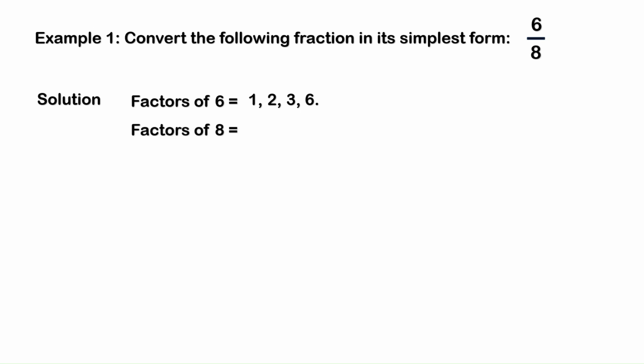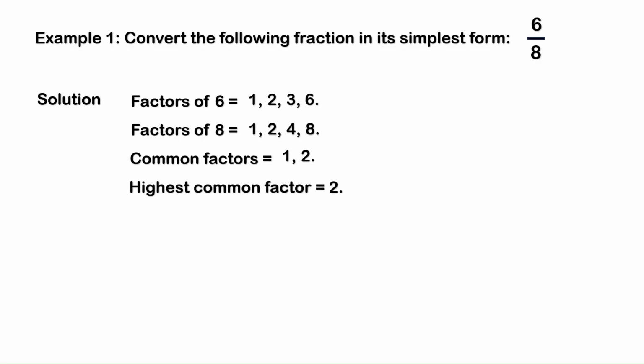The first example is convert the given fraction 6 upon 8 to its simplest form. So we proceed to solve this problem like this. First we write the factors of numerator 6, which are 1, 2, 3 and 6. Then we write the factors of denominator 8, which are 1, 2, 4 and 8. The common among these two sets of factors are 1 and 2. The highest among these common factors is 2.